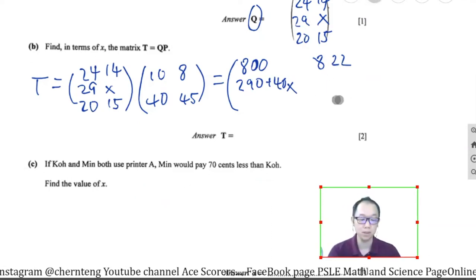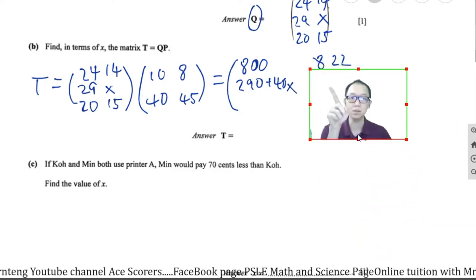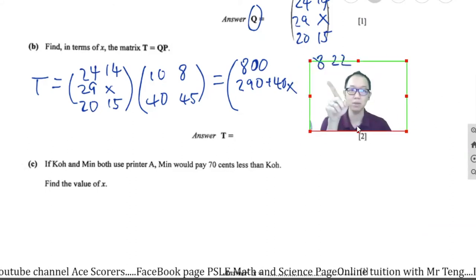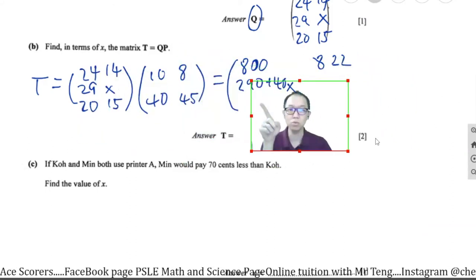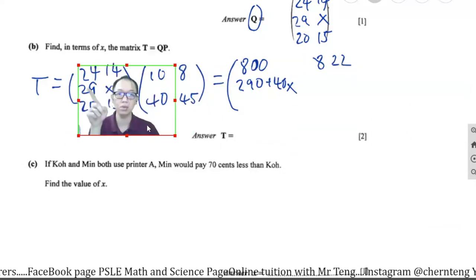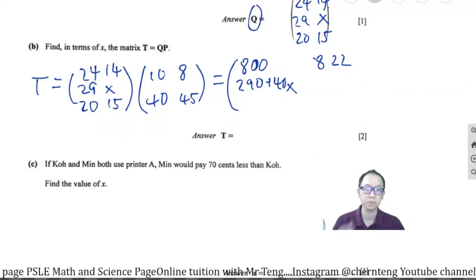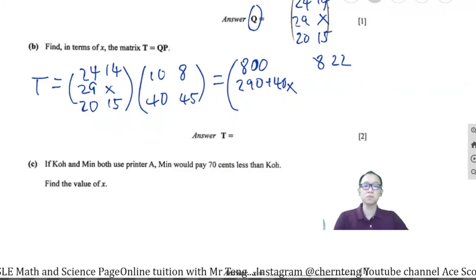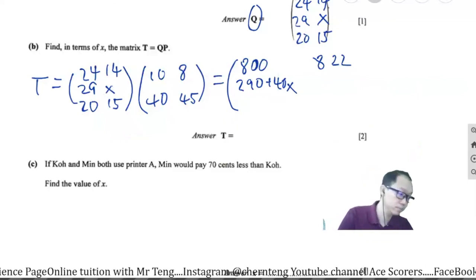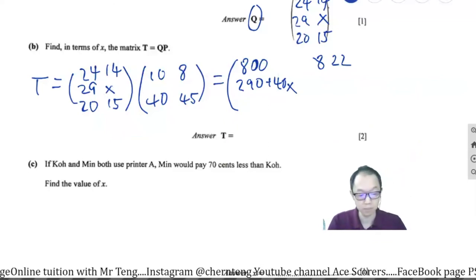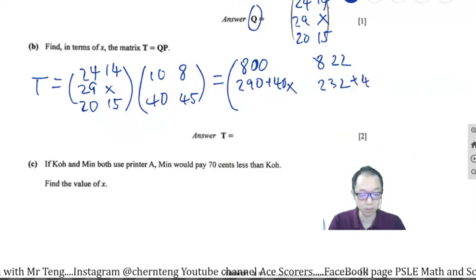It means this digit. What should I put here? Row 2, column 2. 232 plus 45x. Yeah. 232 plus 45x.